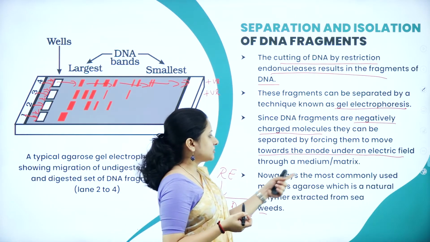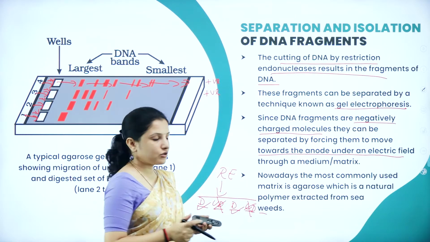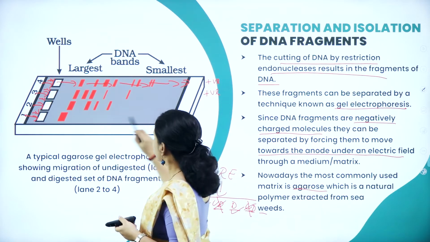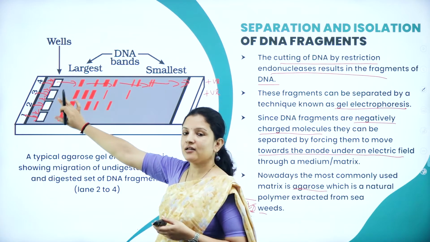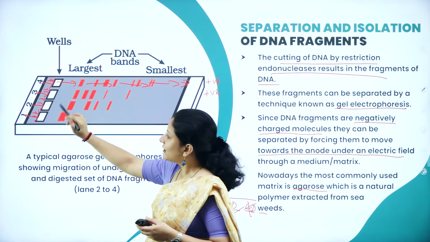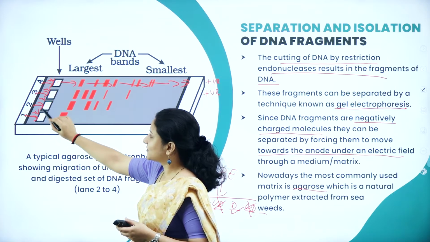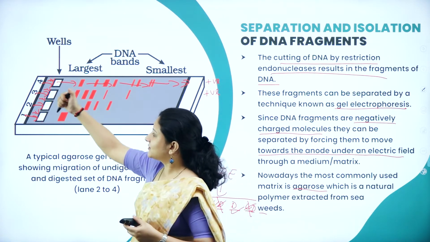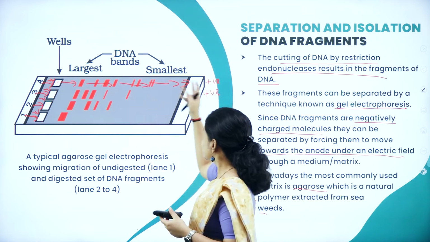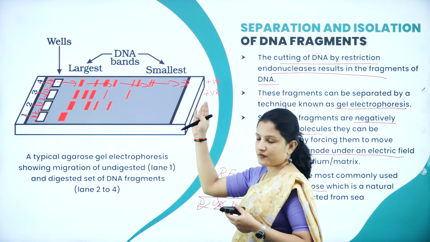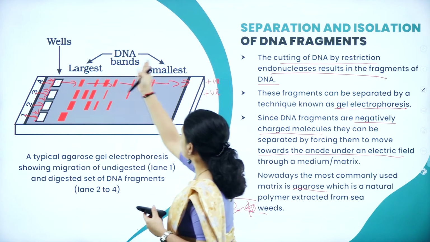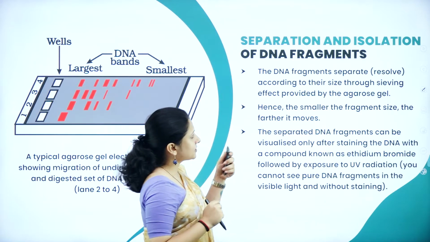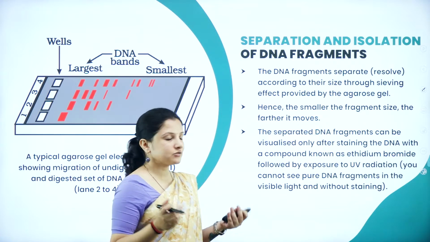So nowadays the most commonly used matrix is the agarose gel. A tray is taken, into the tray agarose gel is added, and that agarose will get solidified. Once it is solidified, small cuts are made in the form of wells, or holes, and to that the sample is loaded, and at this end the positive charge is given. So the negative charge will move towards the positive charge. So that is how it is done. Next, how exactly the separation takes place, we shall look into.